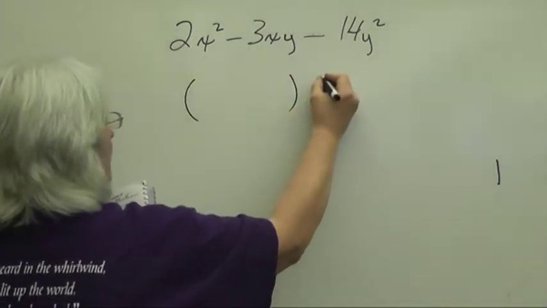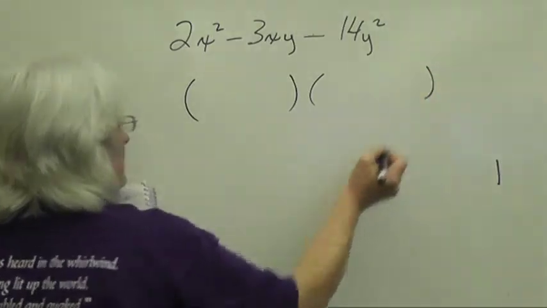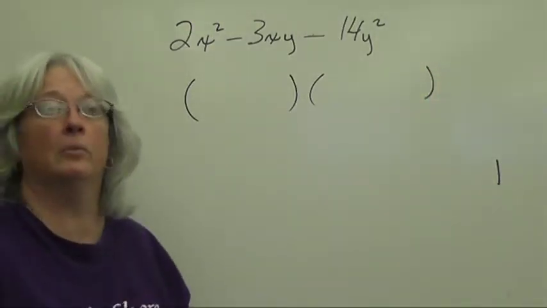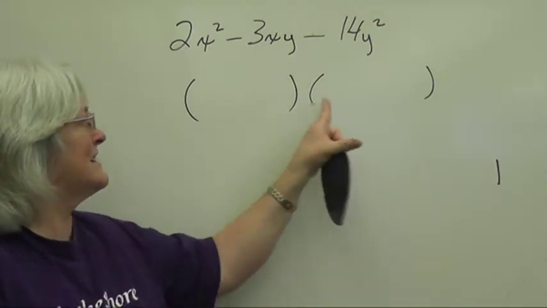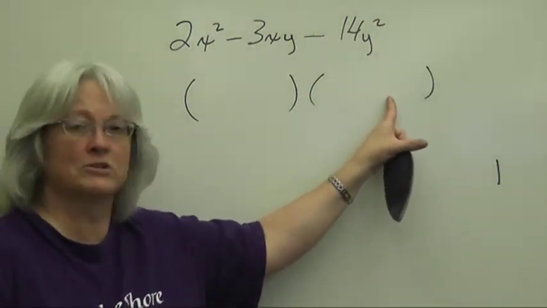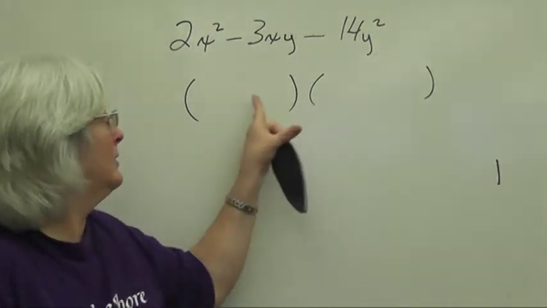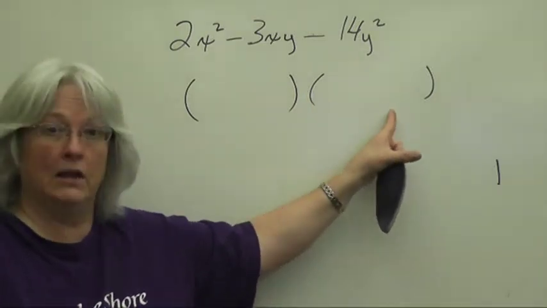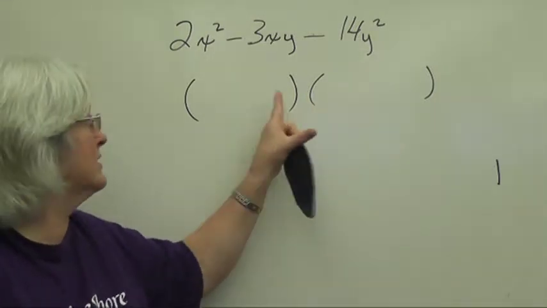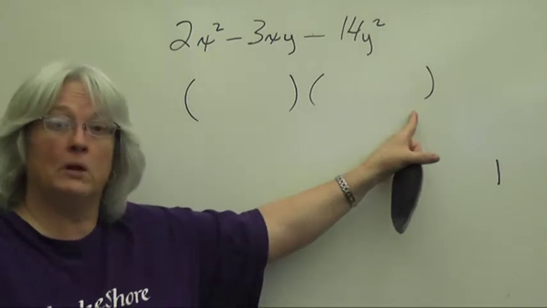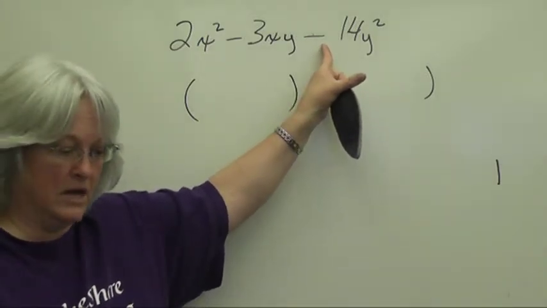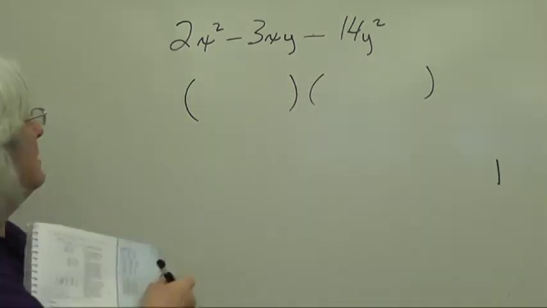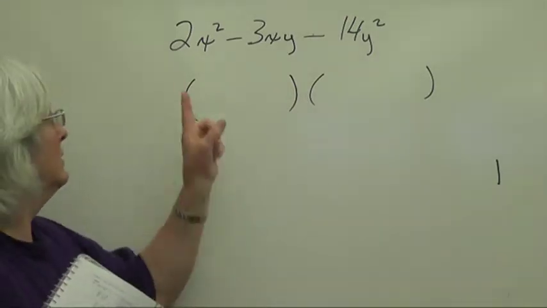We know that we're going to have one binomial times another binomial. We also know what the signs of these binomials are going to be. One's going to have to be negative and one positive, because when you multiply the last terms together, you have to come up with a negative. But first, let's go back to the very beginning.